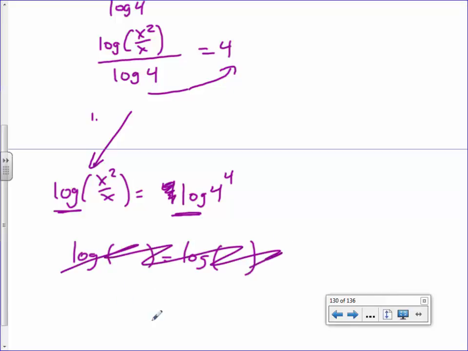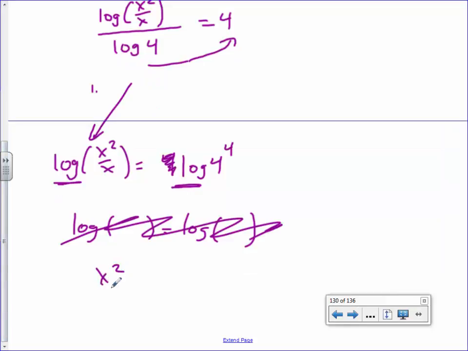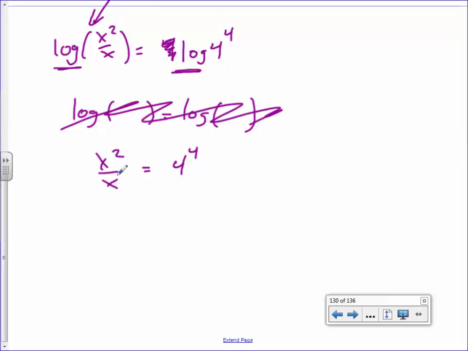Okay, so I guess at this point here, what we're left with is x squared over x equals 4 to the 4. What's x squared over x, though? Yeah, we probably could have simplified that a while back. So 4 to the 4 is our answer, whatever that is. 256?